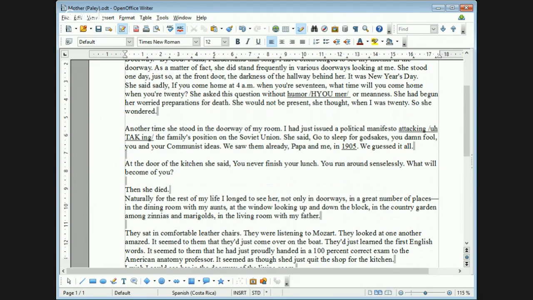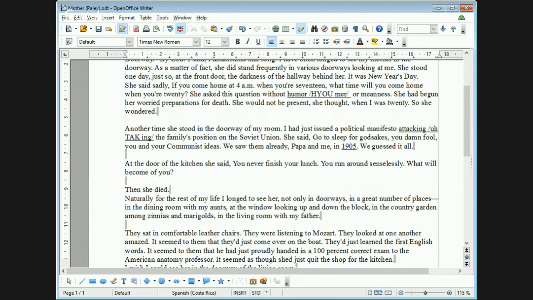What does "I had just issued a political manifesto" mean? So, do you know what a political manifesto is? Yes. Okay, so she had just written and handed out this political statement that attacked the family's position in the Soviet Union. And so we don't really know if she issued this manifesto just to the family or in a broader way. Maybe published it in a newspaper or in a school newspaper. We're not really sure. So yeah, that's what's going on.